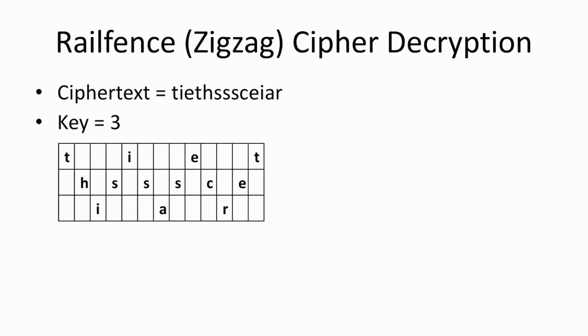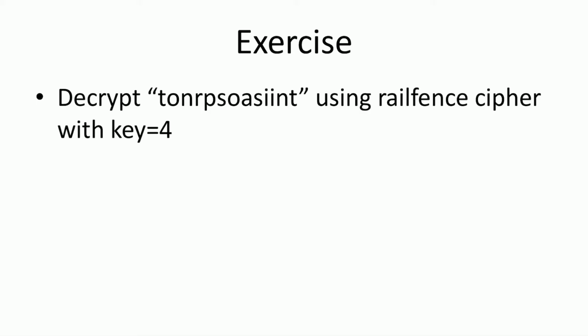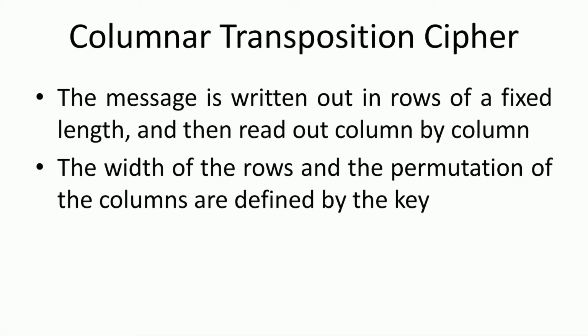And you can notice here that we are maintaining this zigzag pattern right here. And so then we will read off the plain text in a zigzag manner. And so we get back our plain text. Right, so we are going to read it off in the way we were actually writing plain text during encryption. So for example, like this. All right, pause here and complete this exercise. So assuming you have completed the exercise, the answer is transposition. The next transposition cipher is Columnar transposition cipher.